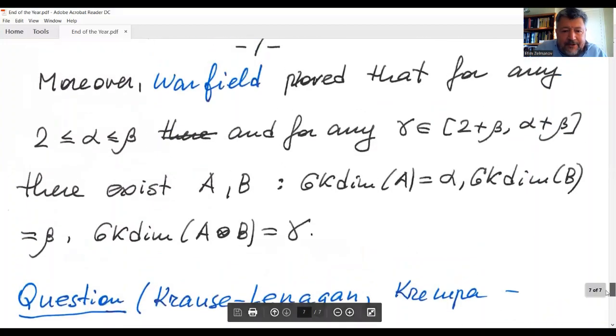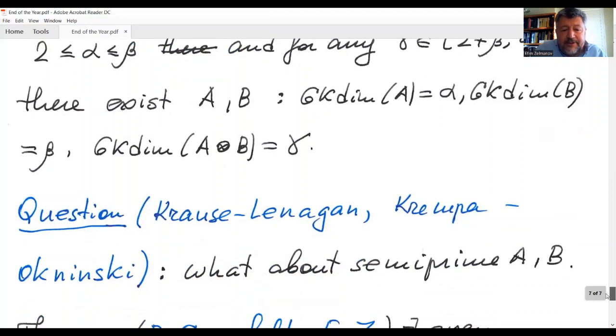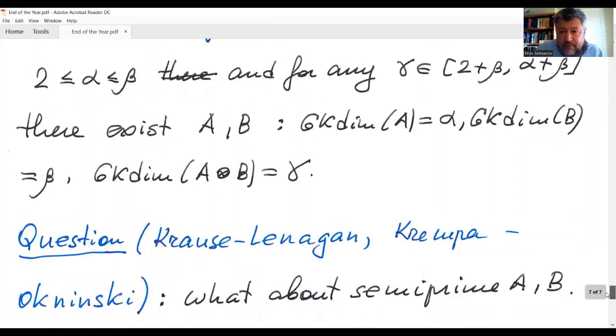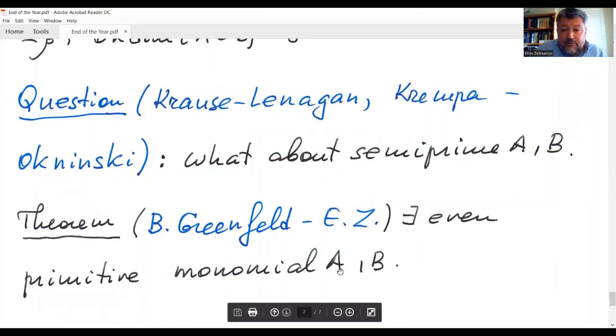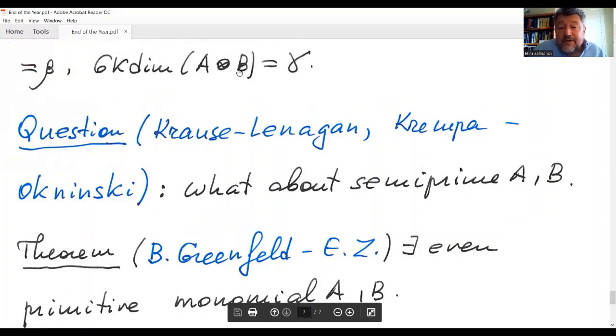But his construction was more or less a play with radicals. Independently, Krause-Lenagan and Krempa-Okninski formulated the question: we cannot play this game if the algebras A and B are semiprime. Can we still have a strict inequality? Now we used these algebras with oscillating functions to prove that yes, we constructed algebras, even primitive monomial algebras, for which gamma can be attained.